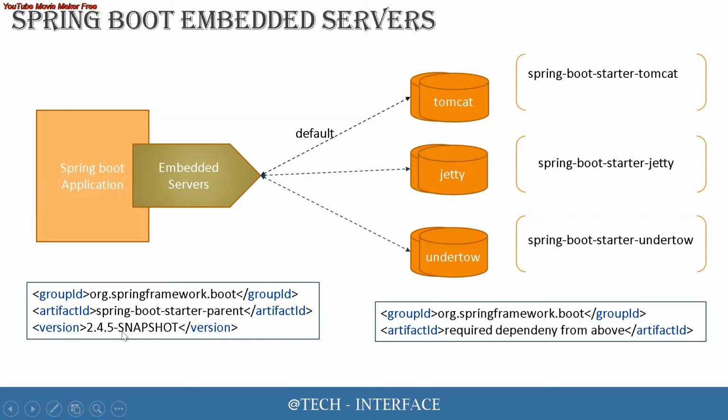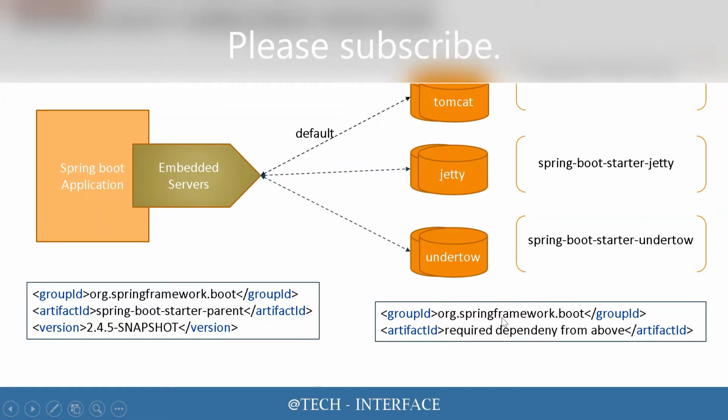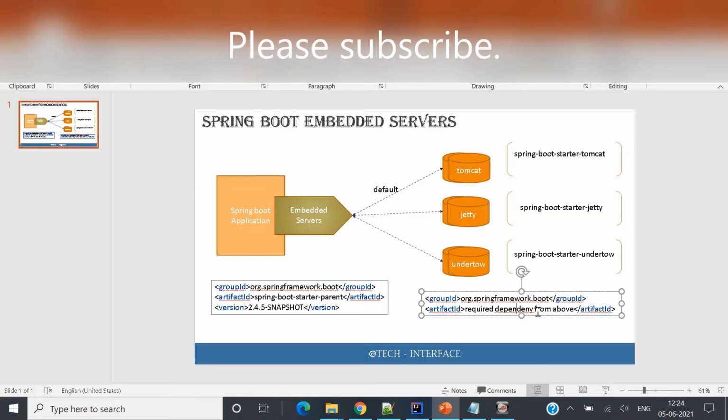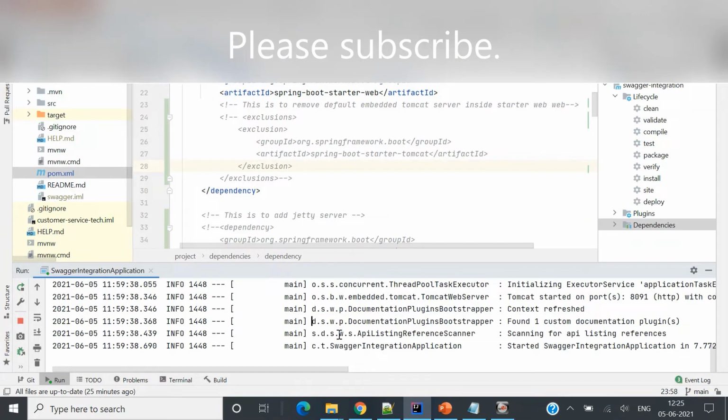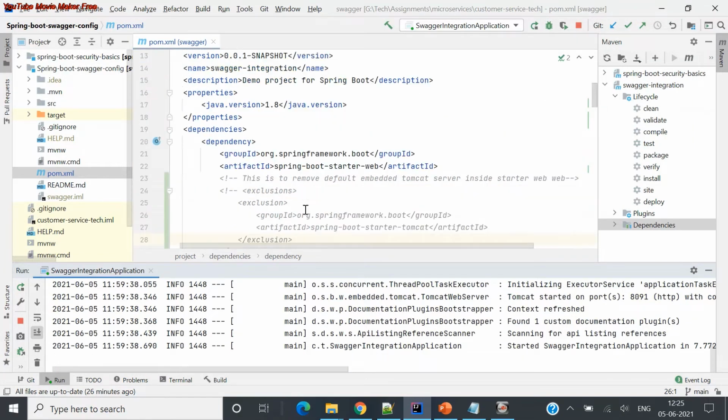Whenever you create a Spring Boot application, this dependency is generated. The version is whichever version of Spring Boot you are using, and you use the same group ID. So you can take the required dependency from here. I'll just go through and show you how it appears in IntelliJ, how these are configured. I'm just using the same Spring Boot project which I showed in my previous Swagger or profiles videos.